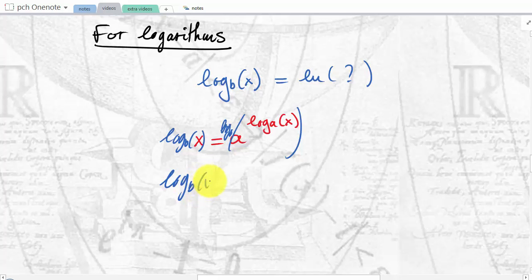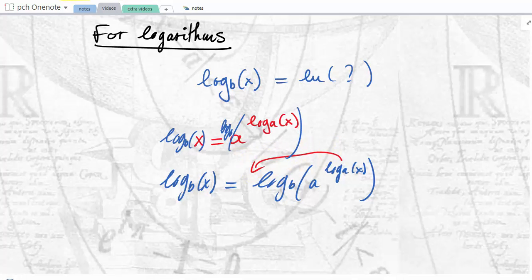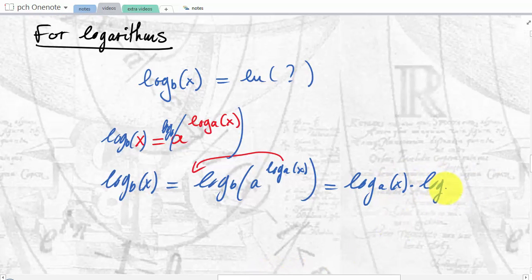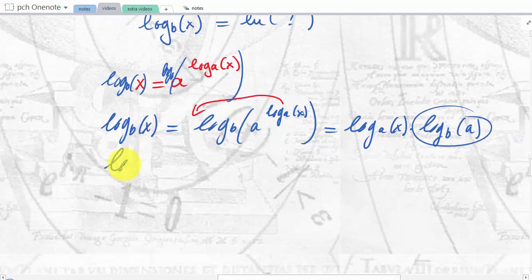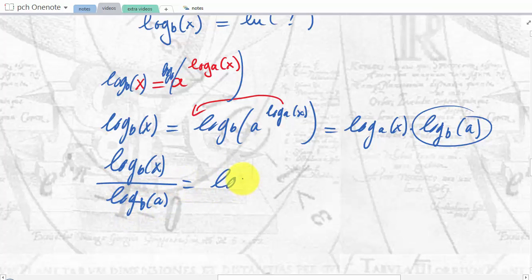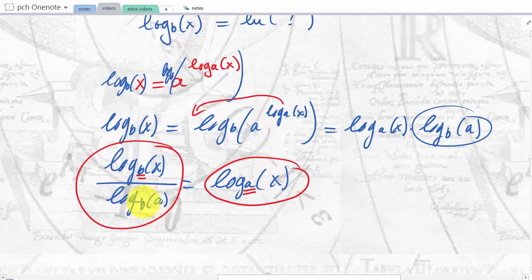You have log base b of x equals log base b of a to the power of log base a of x, right? Okay, but now this is an exponent, and the exponent can go out. So this is the same thing as log base a of x times log base b of a. Now divide both sides by the log base b of a, and you have log base b of x divided by log base b of a equals log base a of x. What do you have on the right? A log base a. What do you have on the left? A log base b, and only b. This is a change of base for logs. I've written a log base a into a log base b.